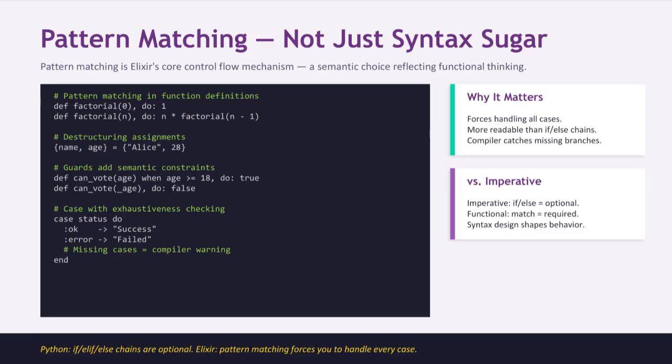The guards, like in the third example, when age >= 18, are a layer of additional constraint on top of structural matching. And the case expression with exhaustiveness checking means if your data ever hits a shape you did not account for, the system tells you that immediately. Pattern matching is not just about cleaner code, it is also about building in correctness from the start.